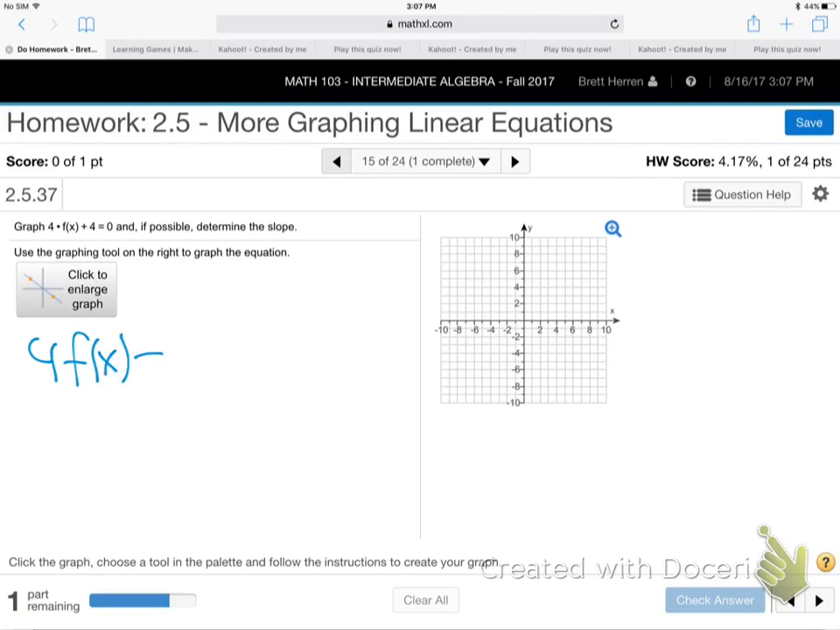4f of x plus 4 equals 0. All right, so what do we do with f of x again? Make it a y. Just the whole f of x, just get it out of there and make that a y. So in other words, there's going to be no x in this one, notice. Because we replaced the entire f of x with y.